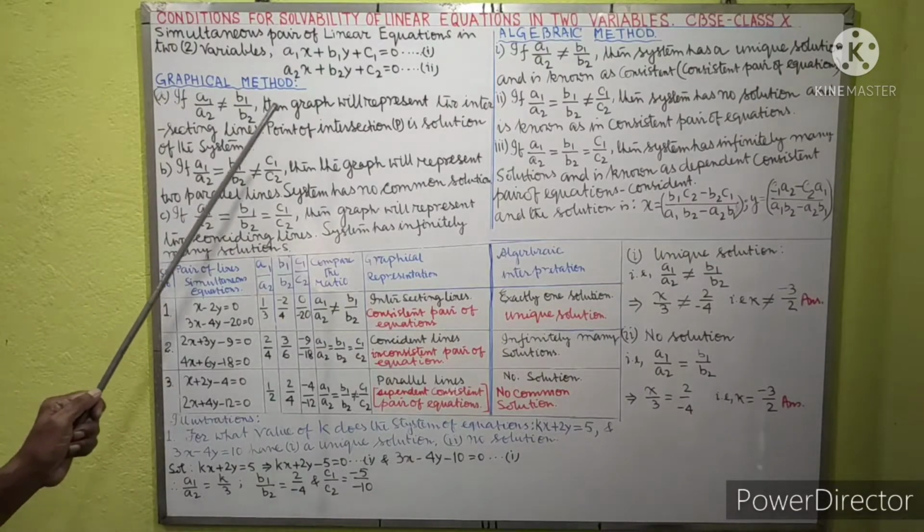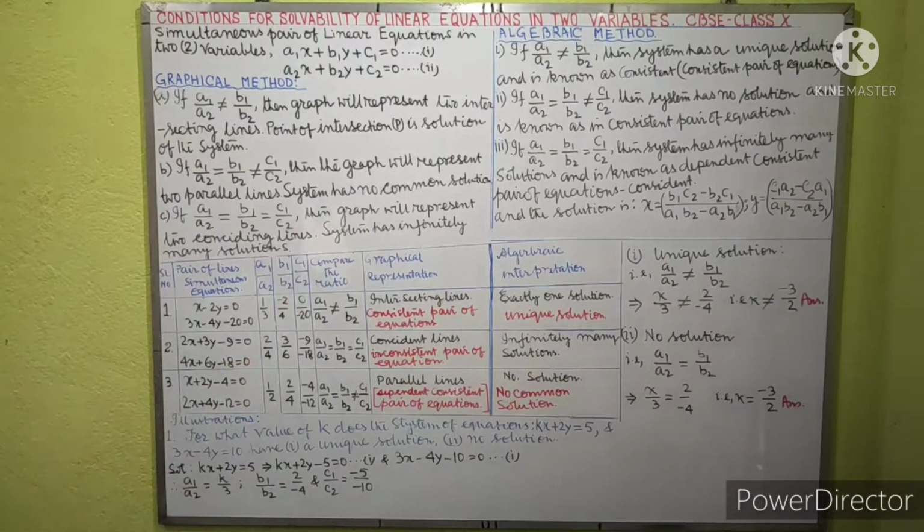And the second one is the algebraic method. Number one, if a1 by a2 is not equal to b1 by b2, then the system has a unique solution and is known as a consistent pair of equations.